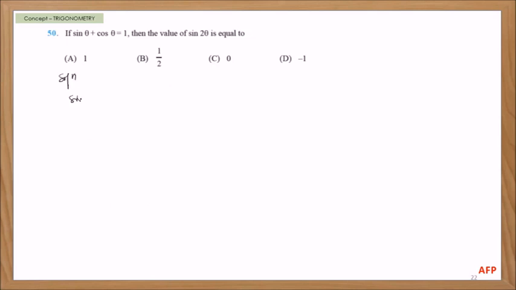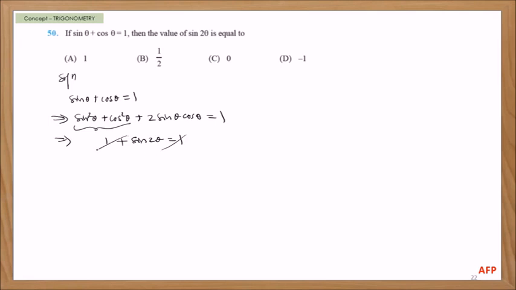Solution: sin theta plus cos theta is equal to 1. Squaring on both sides, sin square theta plus cos square theta plus 2 times sin theta cos theta is equal to 1. So here, this value you know, 1 plus 2 times sin theta cos theta, which is sin 2 theta, equals 1. So cancellation, so sin 2 theta must be 0.